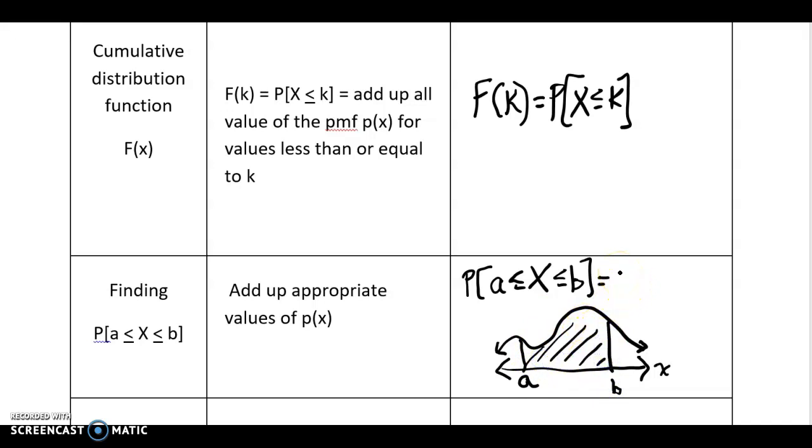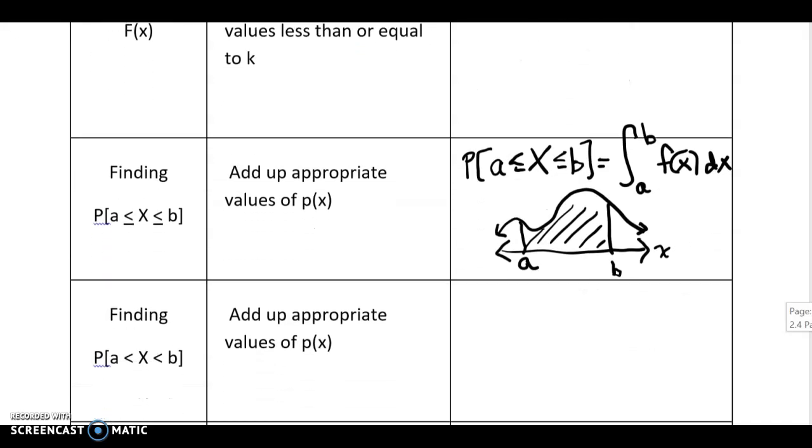So maybe you remember how to find the area under a curve. It's an integral of that. So over here, it was add up appropriate values of p of x. Now it's integrate across the appropriate values of f of x. They're very similar. If you remember calculus, an integral really was just adding up infinitely many little things. All right, so that's how you can find that.